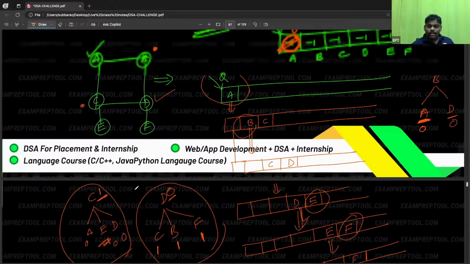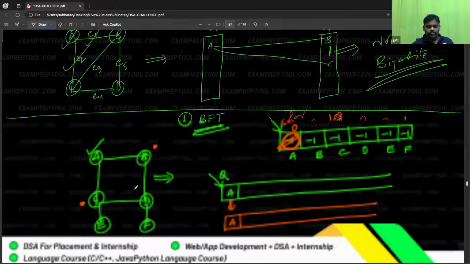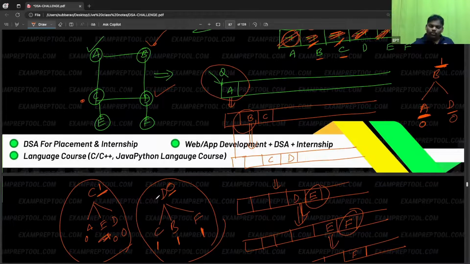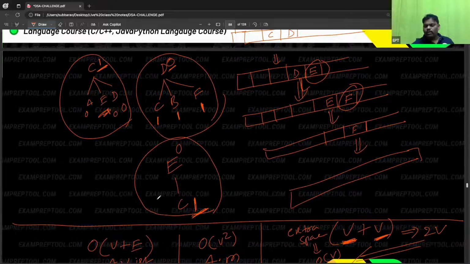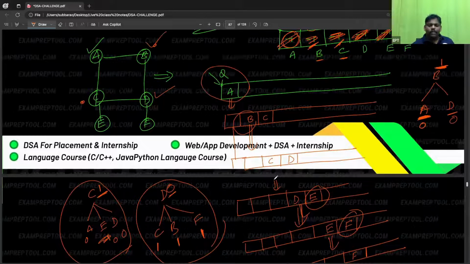I started with the problem itself: what is bipartite. I gave two examples, followed by how to find it out using BFT. I have done that. So the homework for you will be just to do DFT. Same story. Here we were using a queue. In DFT, you will use a stack. DFT uses the stack data structure, and BFT uses the queue data structure.